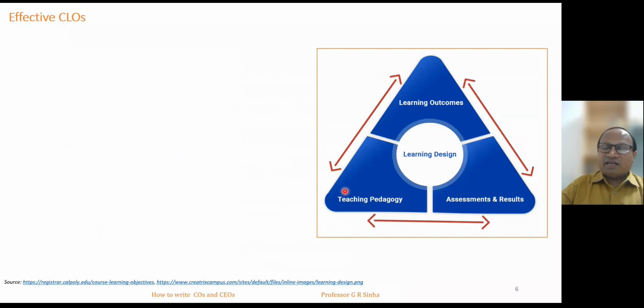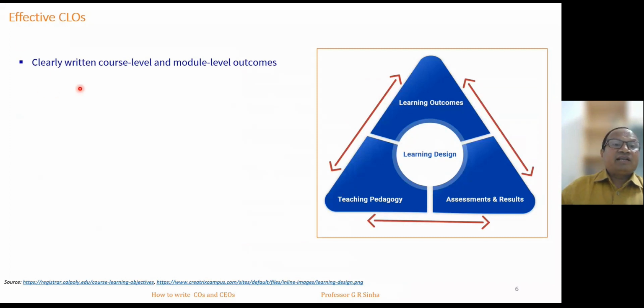And you cannot simply write that this is what we are going to achieve in this particular course. It depends on what your teaching pedagogies are, what the assessment techniques and tools are, and what the assessments are for all those components which are involved in the course conduction. It may be direct assessment, it may be indirect assessment, which we will talk about in the coming lecture. So create effective course learning outcomes: clearly written course level and module level outcomes.